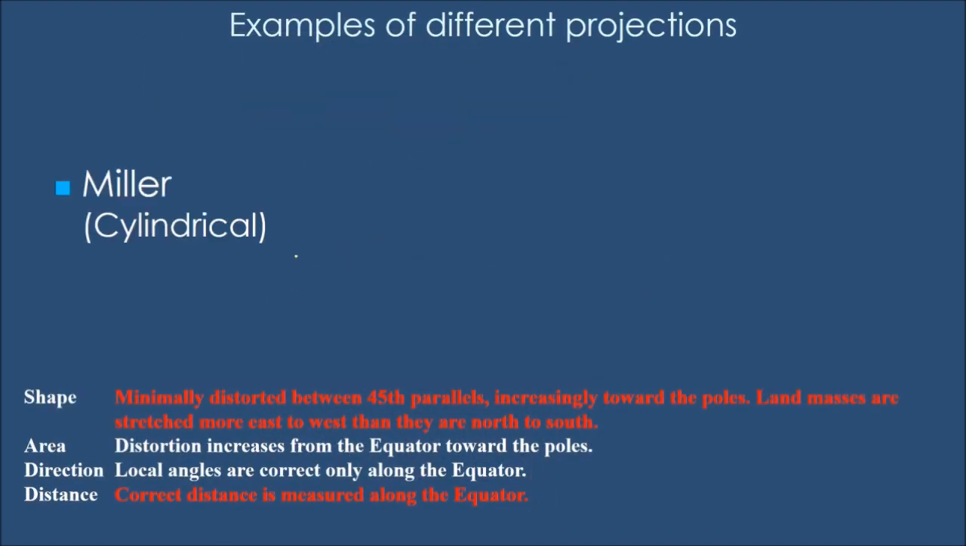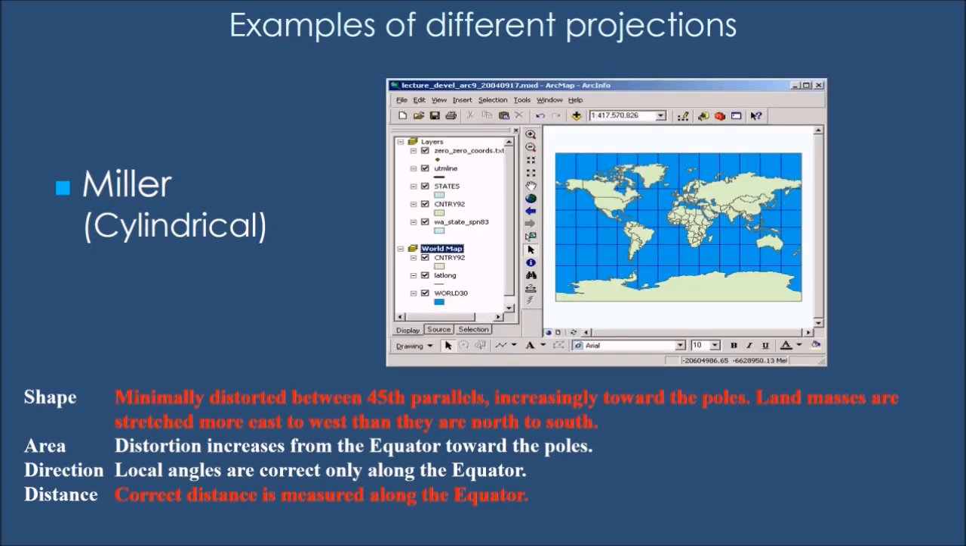Then we have Miller cylindrical. This is the result. Shape is minimally distorted, say between the 45th parallels, increasing towards the poles. Land masses are stretched more east to west than they are north to south. For area, the distortion increases from the equator towards the poles.